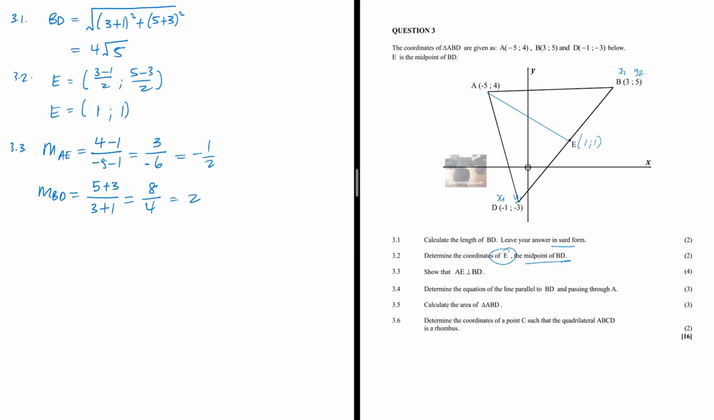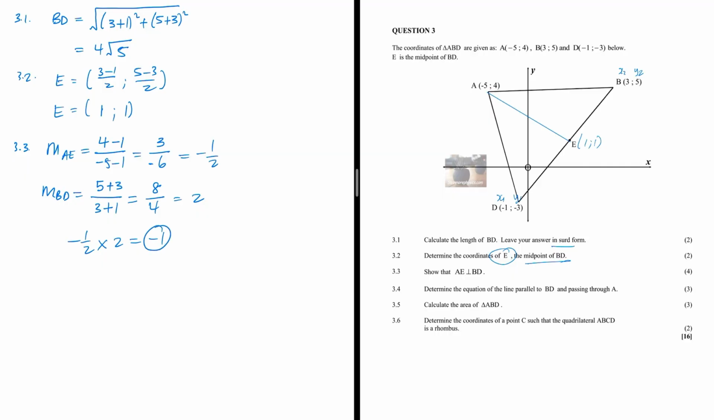Now if I multiply those gradients, minus half times 2 is equal to minus 1. Since the product is equal to minus 1, we can say therefore AE is perpendicular to BD.